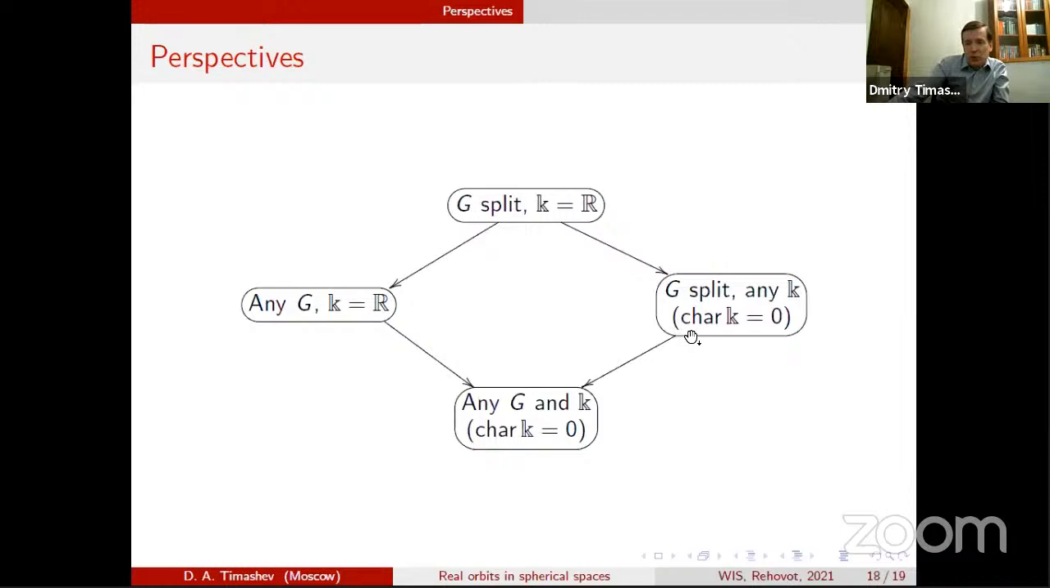Another direction is to preserve the assumption of splitness, but replace real numbers with any k of characteristic 0. Here, of course, the Galois group should be more involved. It may be very complicated and should be involved in the picture. And if we are lucky to elaborate these two nodes, then maybe finally we come to the general situation. But of course, this is just a desire. We have no concrete plans for this last stage.